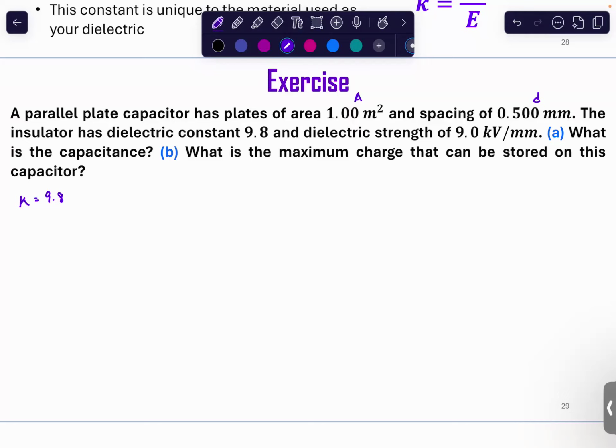Nope, that's not your... That's actually your E, your dielectric strength. That's your dielectric constant. See, what is the capacitance? What is the maximum charge that can be stored on this capacitor?